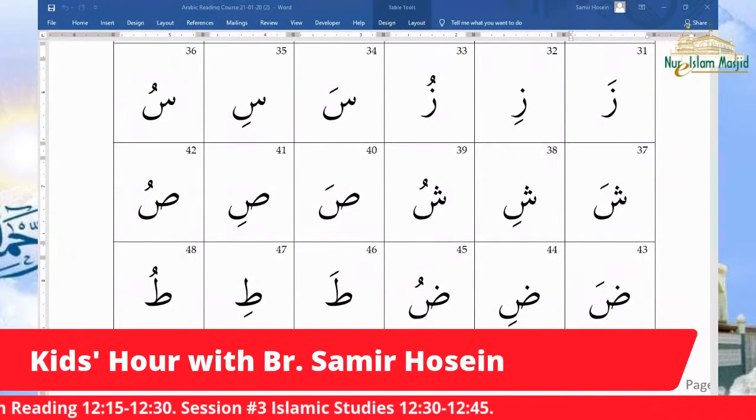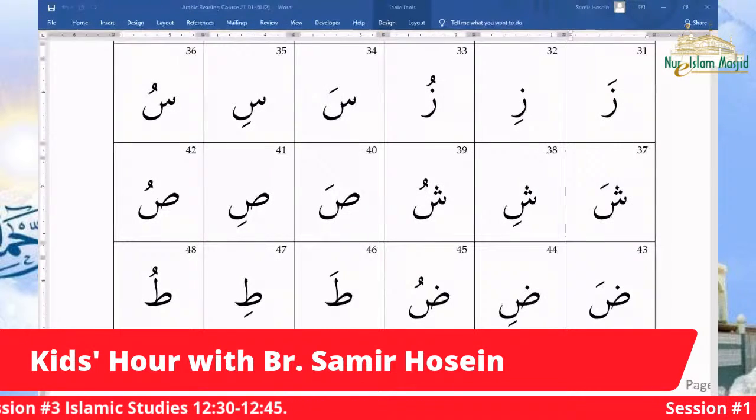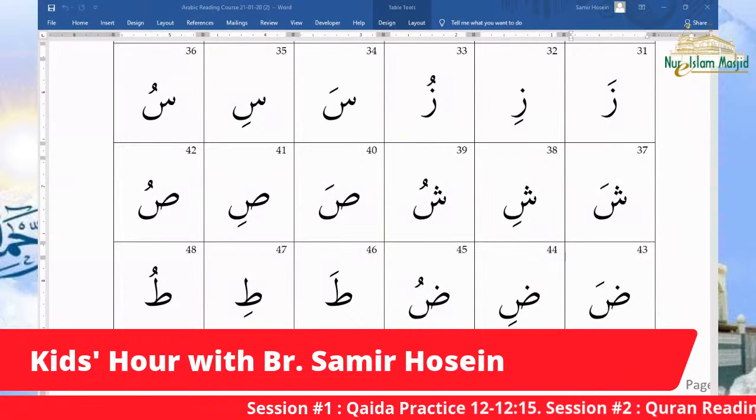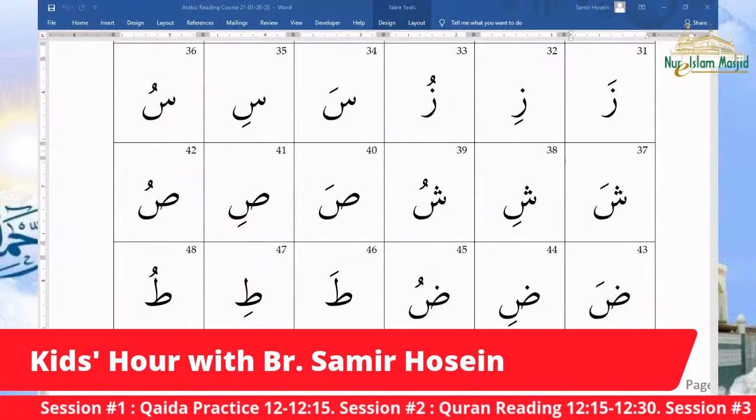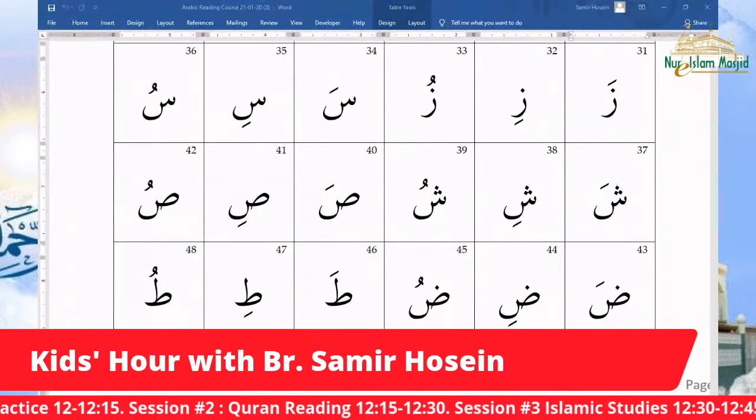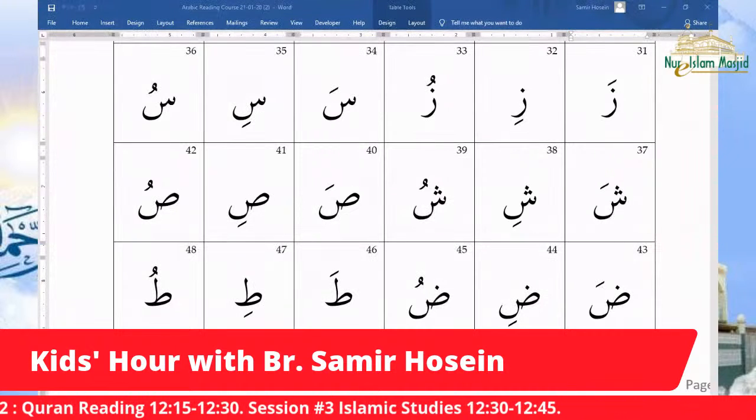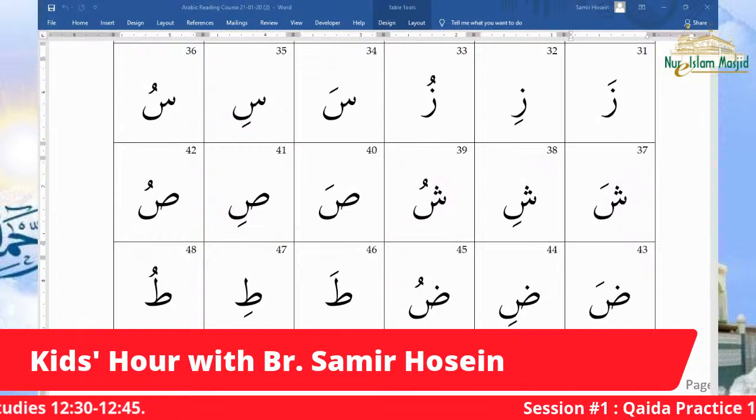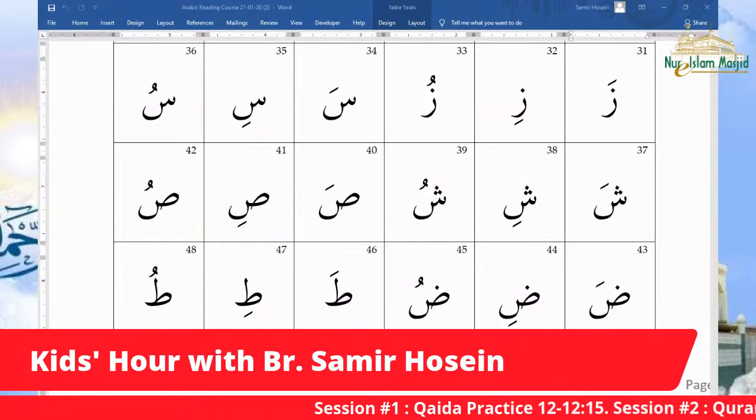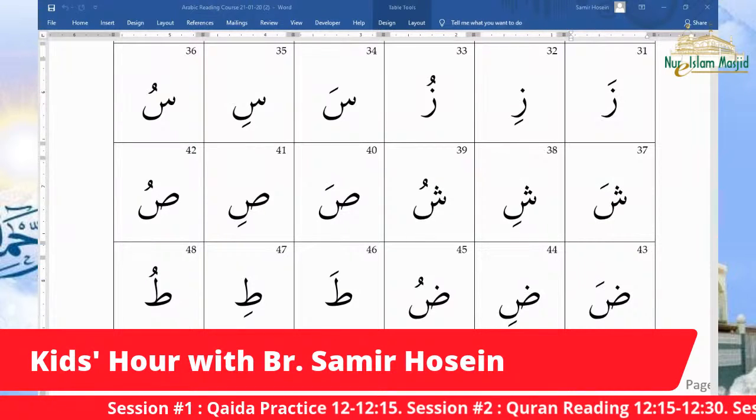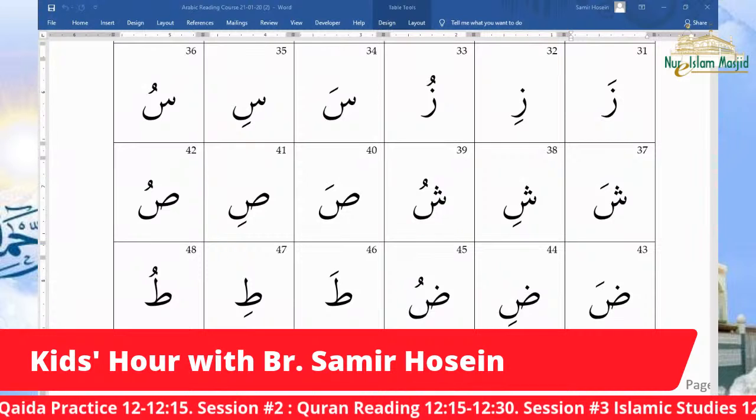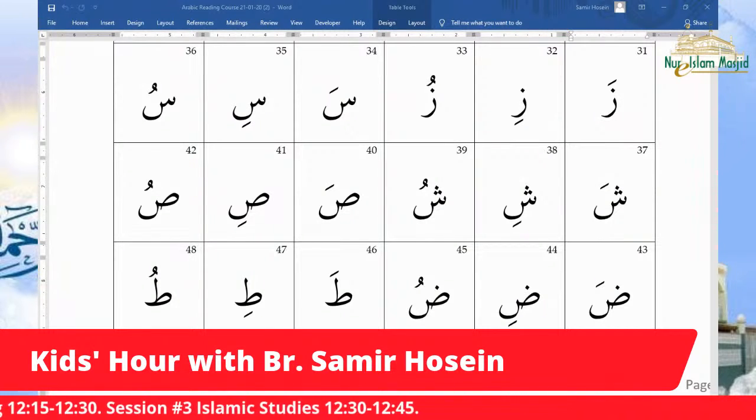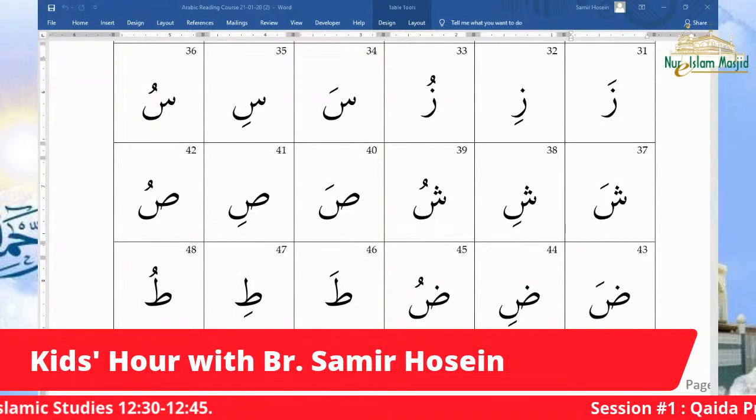Good. Lastly, the letter to. Now, very similar to the letter ta, but again, to is rounded, right? It's a round letter. So it's not going to be flat like ta, ti, tu. Rather, it's to, ti, tu. Right? Your mouth is making a round shape when you're reciting these letters. To, ti, tu.